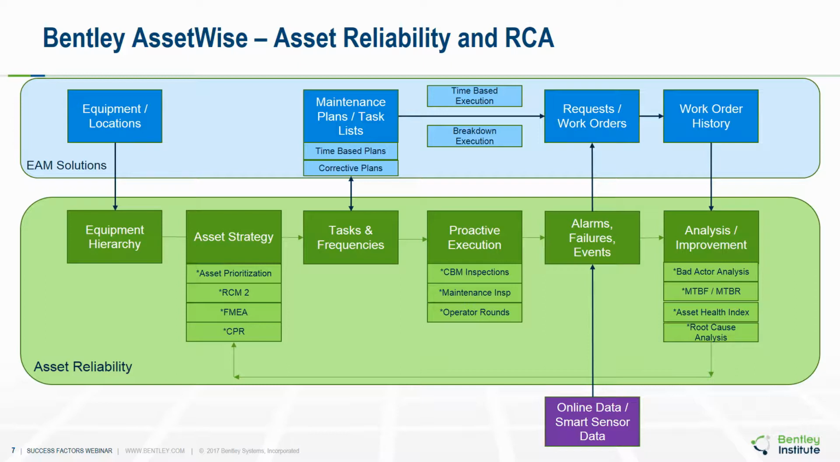Asset reliability then provides analysis capability, including root cause analysis, on those events to determine solutions and implement action items, ultimately to continuously improve the asset strategy.